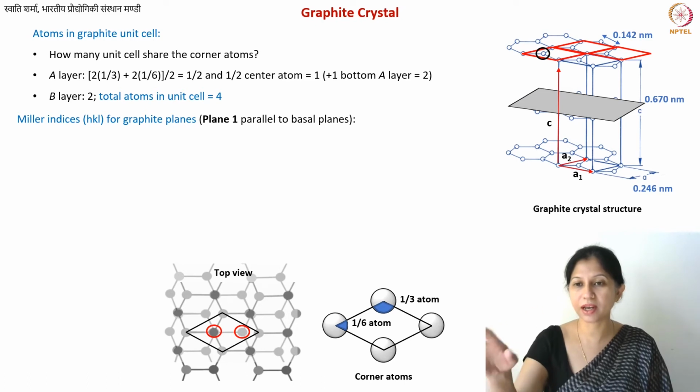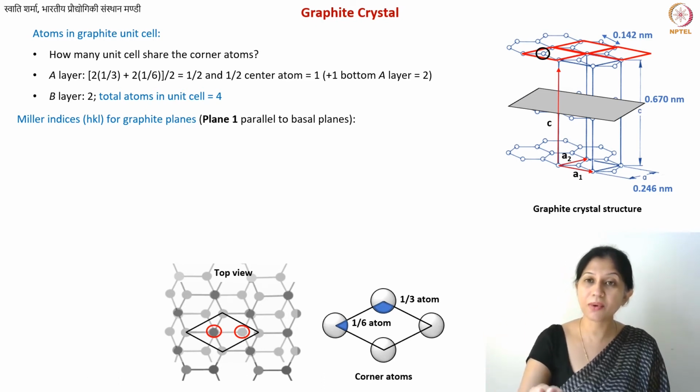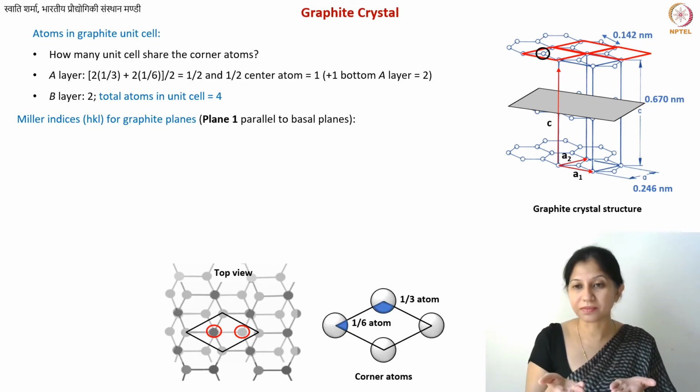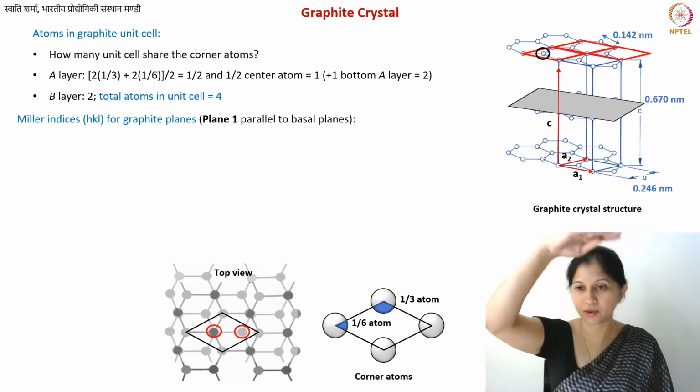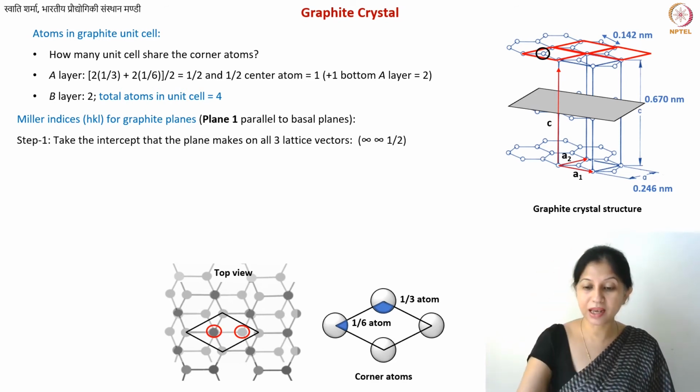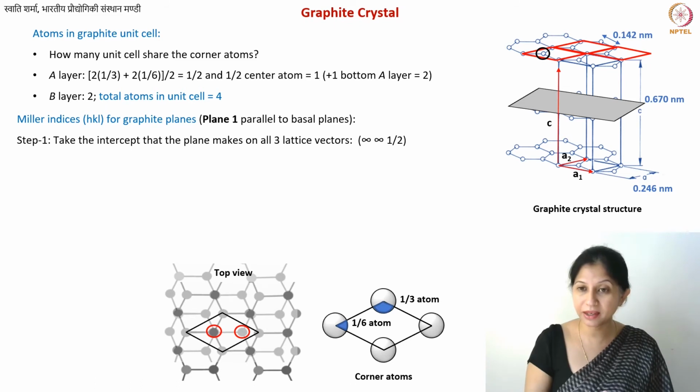Now we have these A1, A2, A3, which are the different lattice vectors. Now we start with this basal plane. Why do we call it basal plane? Because that is the base of the hexagon. So all these planes which are parallel to the base are called basal planes of graphite. So we take one plane from here. Now you need to calculate what the intercepts are. The first step of calculating the Miller indices for the planes is that you take the intercepts that the plane would make on all 3 lattice vectors.